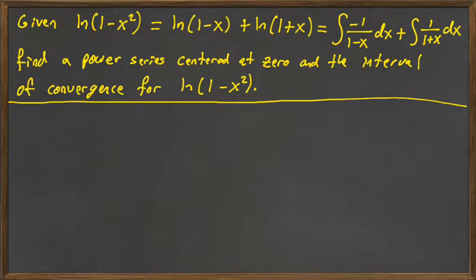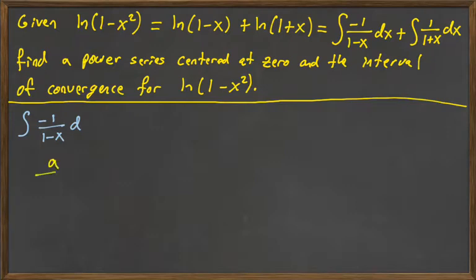And that is going to be equal to the integral of negative 1 over 1 minus x dx plus the integral of 1 over 1 plus x dx. We're going to find a power series centered at 0, and then we're going to also find the interval of convergence. And so what we'll do is we'll go ahead and look at this. So this is the integral of negative 1 over 1 minus x dx.